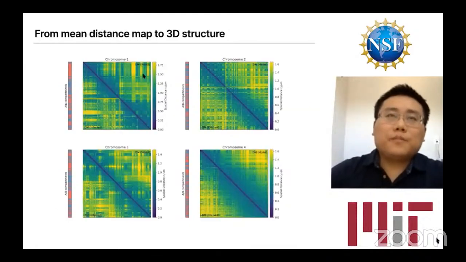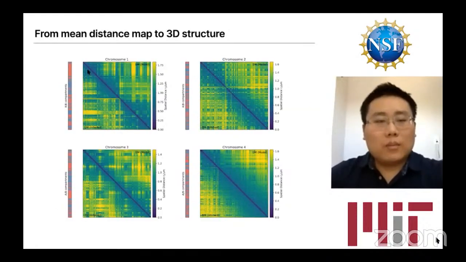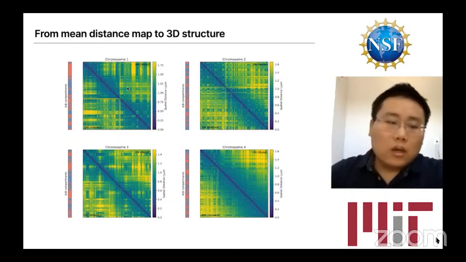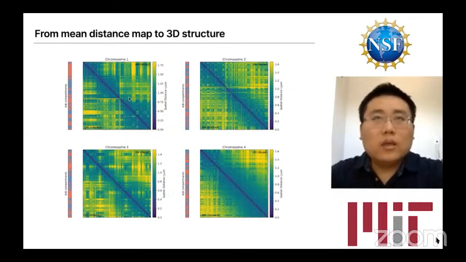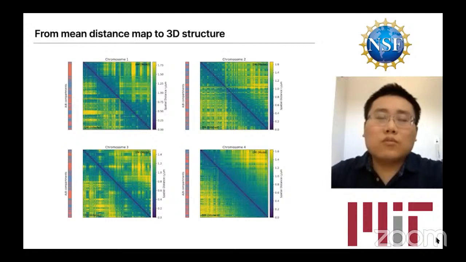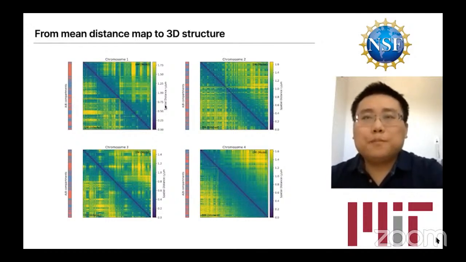So here is the comparison between the inferred distance matrix and our model. The lower triangle is the inferred distance map computed from the Hi-C data, and the upper triangle is the result from the model. This shows that the distance map of the reconstructed structure agrees pretty well with our target. And this is chromosomes 1, 2, 3, 4. As you can see, all of them have pretty good agreement.